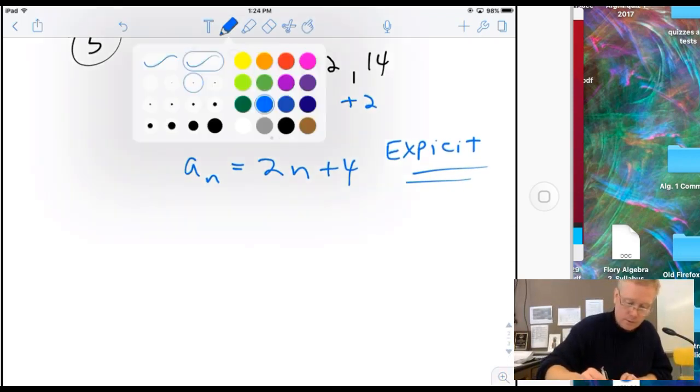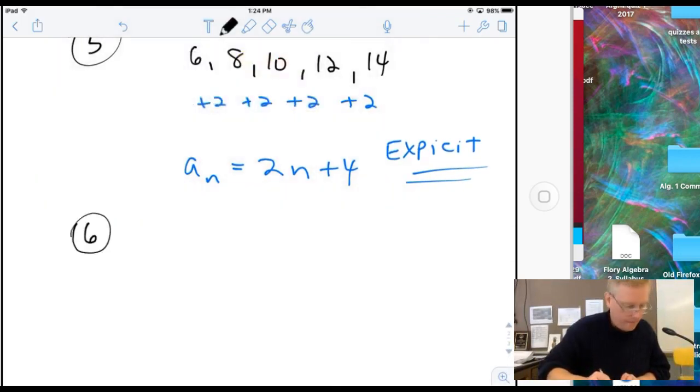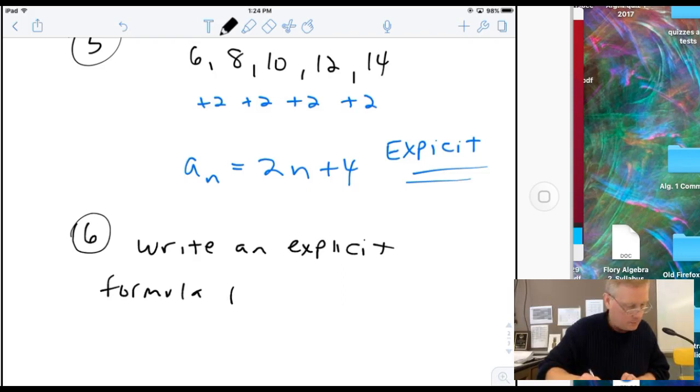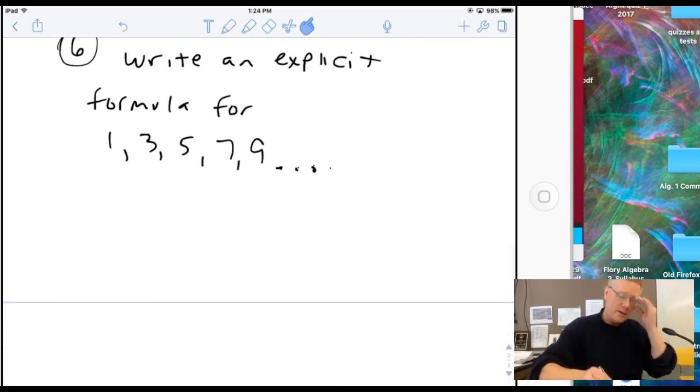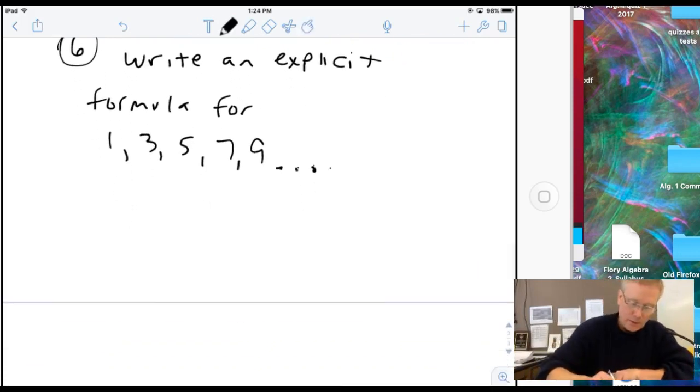Okay, let's do number 6. Write an explicit formula for 1, 3, 5, 7, 9, ... Means that pattern keeps going on and on. All right, so it looks like odd numbers. Once again, spacing is 2, right? If I add 2, add 2, add 2, add 2, which means if I start that same way, a of n equals 2n.